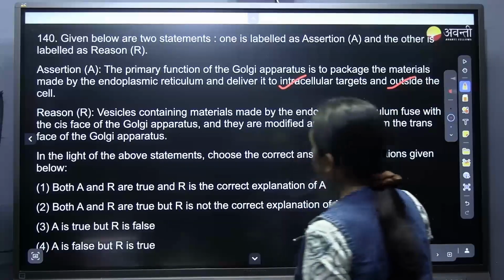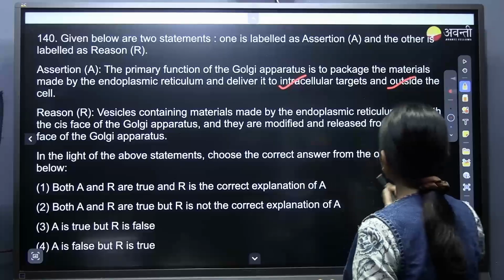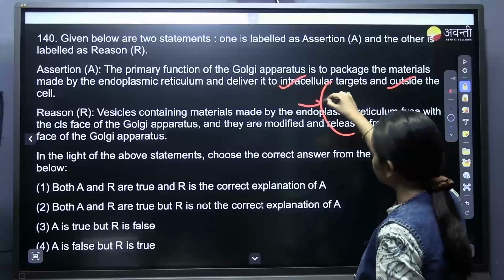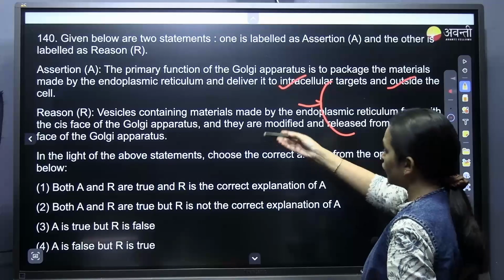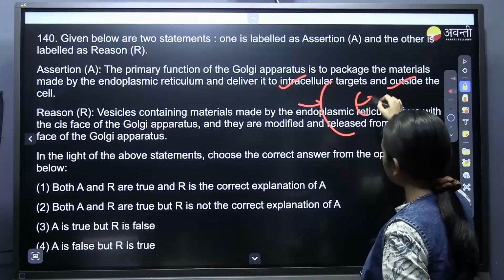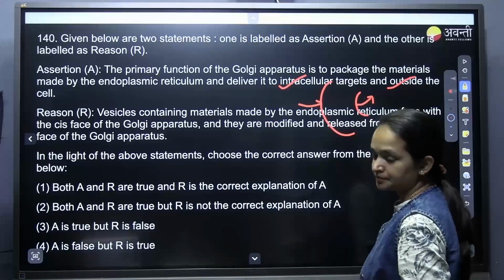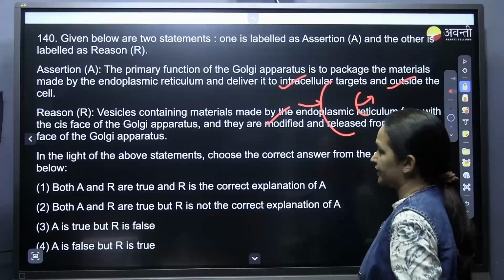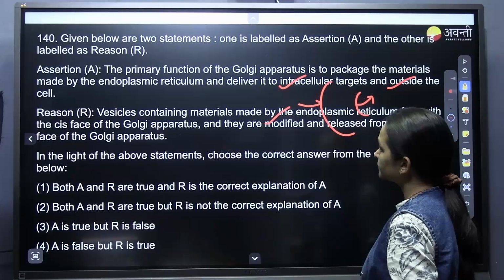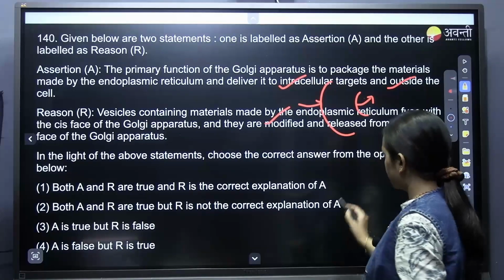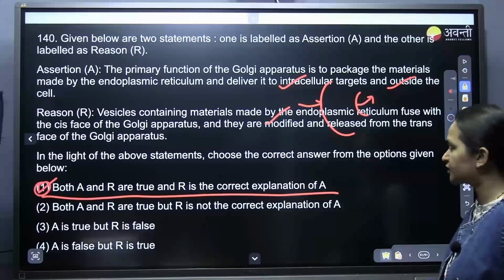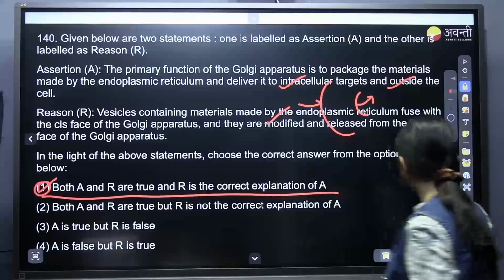Reason: the vesicles containing materials made by the endoplasmic reticulum fuse with the cis phase of the Golgi apparatus, and they are modified and released from the trans phase. Is it correct? Yes, this is also correct. And is it the correct explanation? Yes. So both A and R are true, and R is the correct explanation of A. Very good.